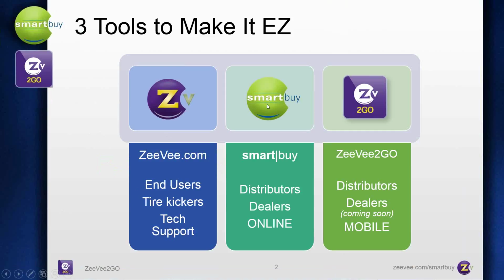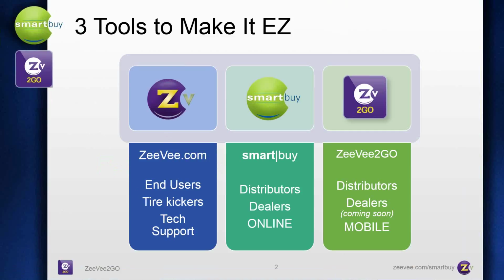We also have SmartBuy, which hopefully you're already familiar with. This is our online portal for our partners, including you, our distributors, and dealers. This is something that we envision where you're sitting at your desk and you discover that you need like a ZeeVee logo or a brochure or something.